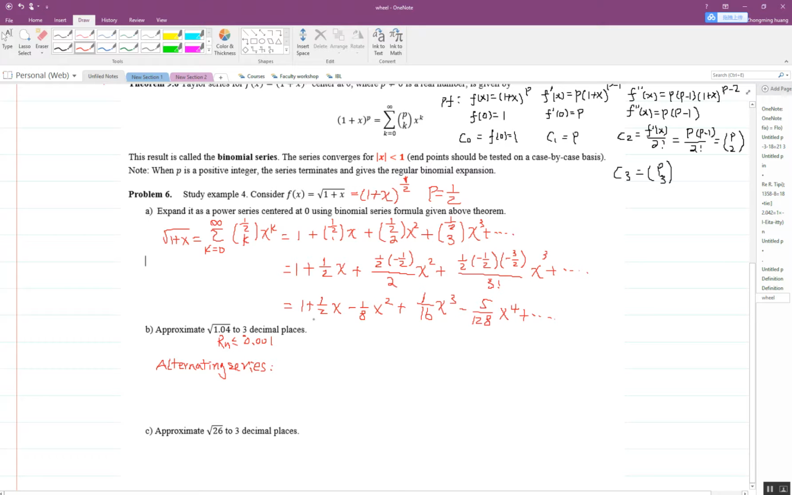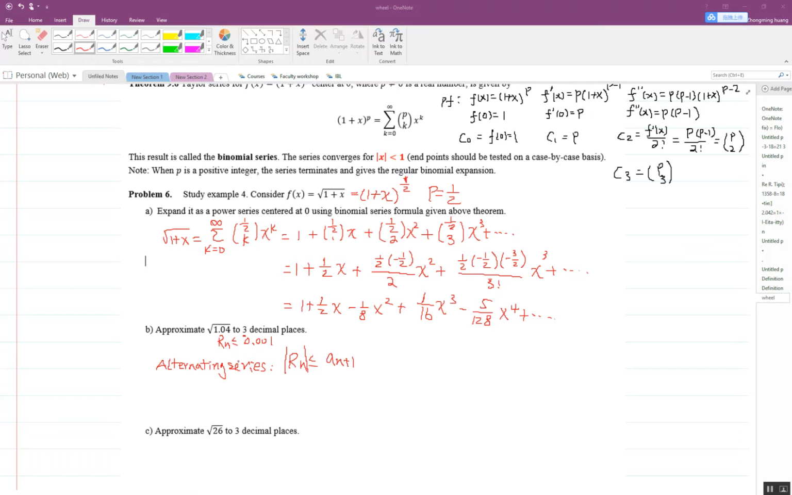Okay, because the sign alternates, plus, minus, and so on and so forth. So therefore, for alternating series, the Rn is less than or equal to A(n+1). That's the remainder theorem. Therefore, I'm going to look at this Rn.